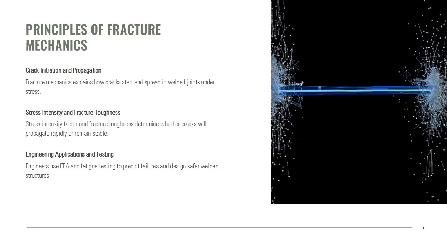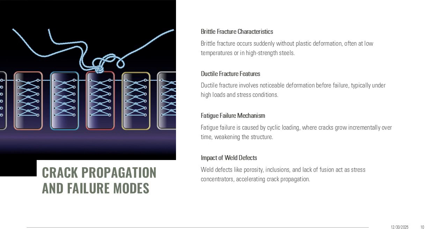This principle explains why small defects can lead to catastrophic failures under certain conditions. Engineers use fracture mechanics to predict failure, design safer joints, and establish inspection intervals. Techniques such as finite element analysis, or FEA, and fatigue testing are commonly employed to assess fracture behavior in welded structures. Crack propagation in welded steel components can occur in several modes: brittle fracture, ductile fracture, and fatigue failure.